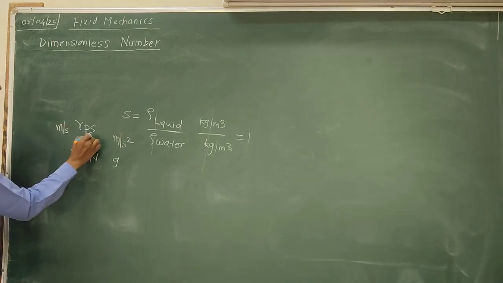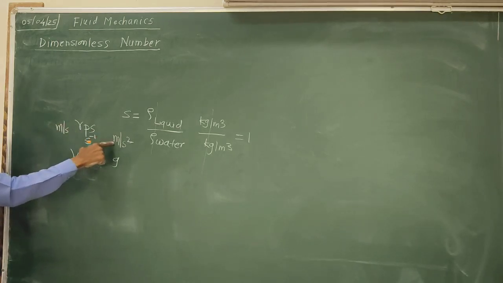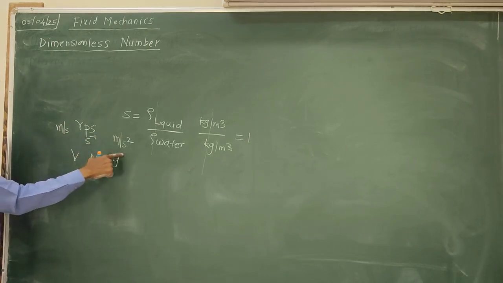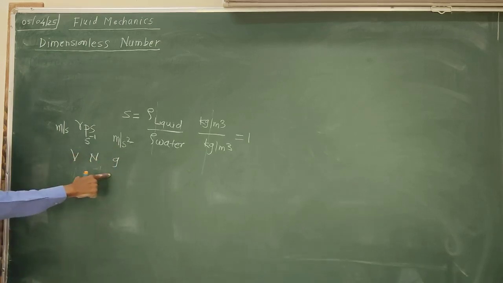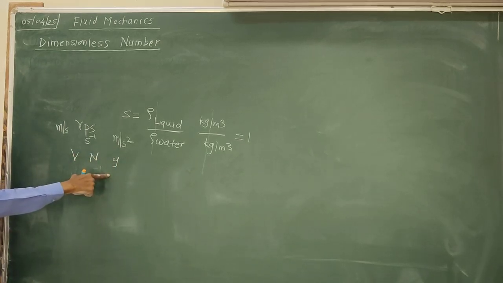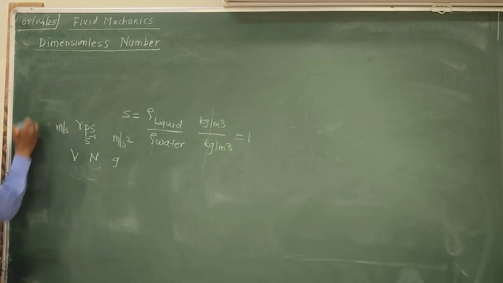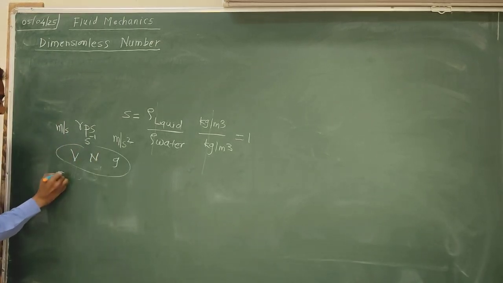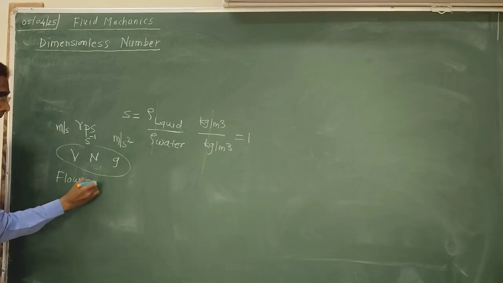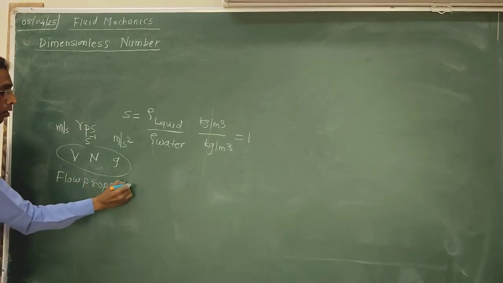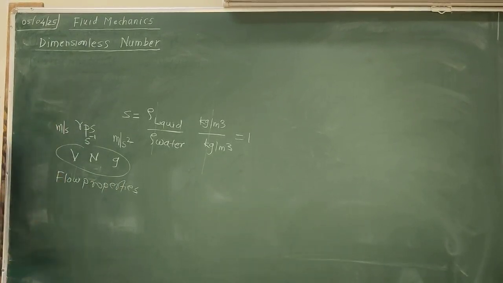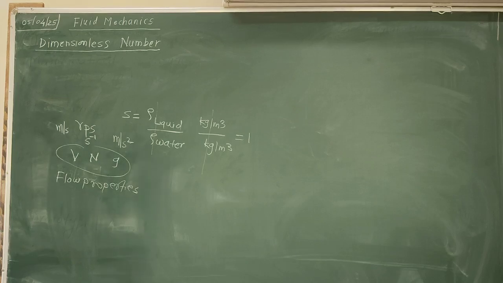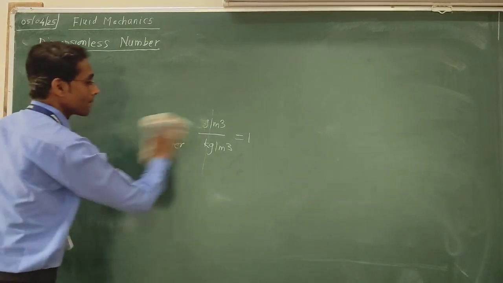Velocity is meter per second. So in all these quantities, in all these units, what are you finding? Time, per unit time. So all these properties have time. That is why these properties are called flow properties. Then the properties which indicate dimension.